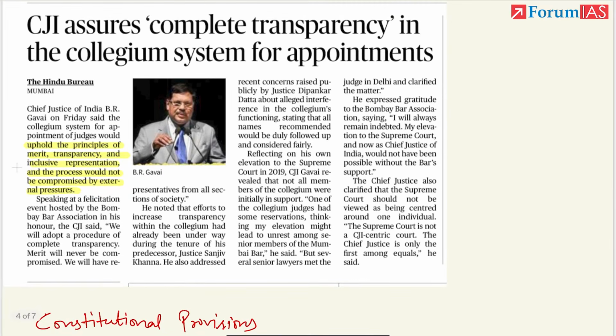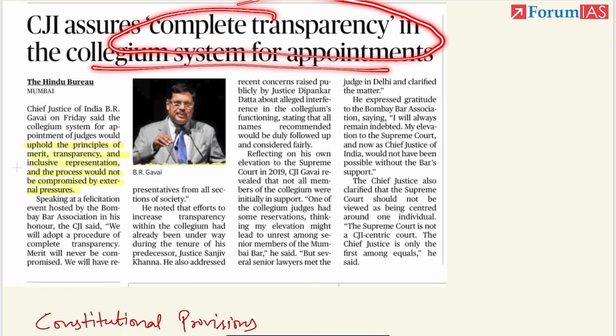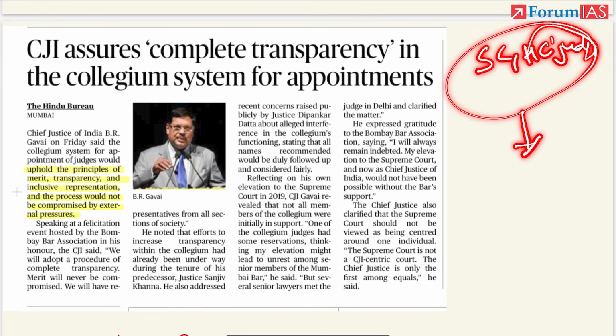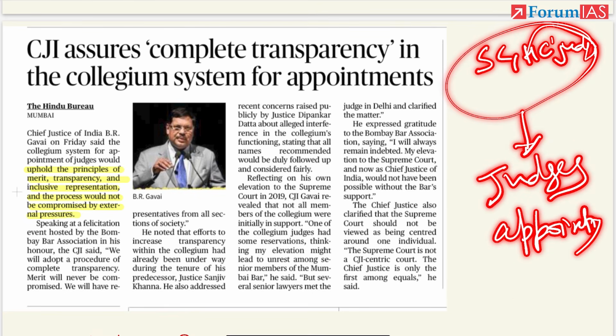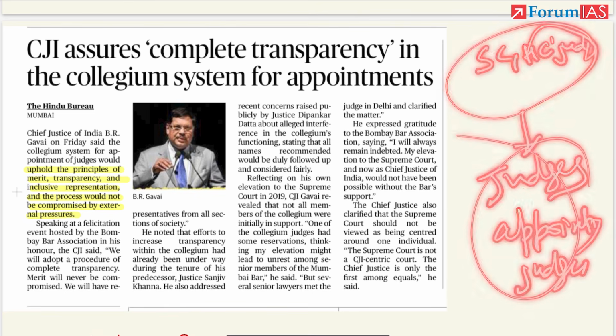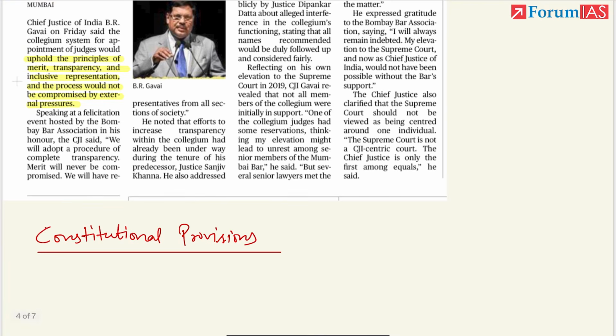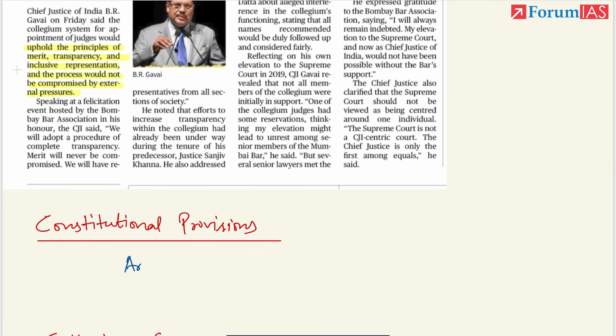Yes, CJI has recently talked about complete transparency in the Collegium system for appointment. See, in India, how are Supreme Court and High Court judges appointed? Who appoints them? Judges only are appointing them. Yes, judges appointing judges. Let's see how this collegium system evolved and what this collegium system is. Let's first see the constitutional provisions regarding this. So the constitutional provisions are under Article 124 and 217, this is for the Supreme Court, this is for the High Court.